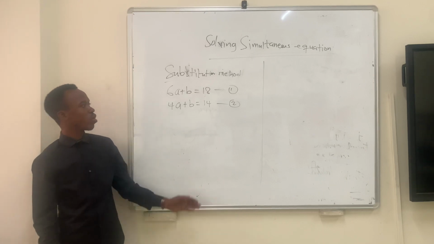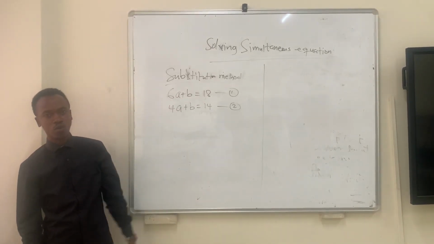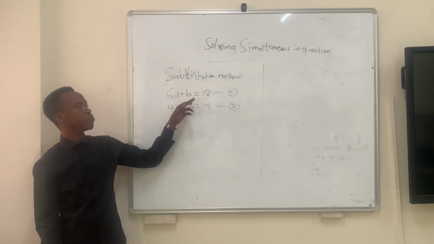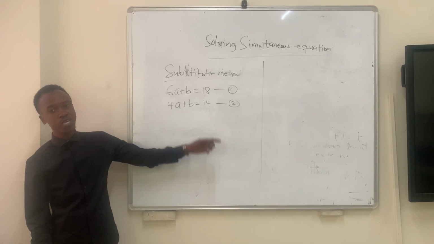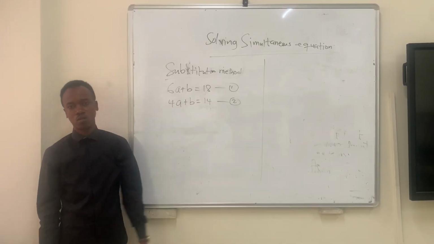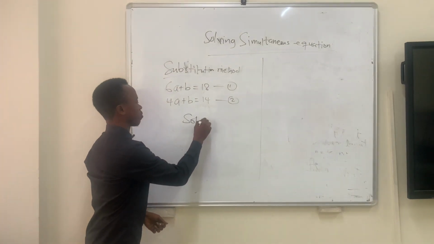An example is what we see on the board. The variables that we have in this question are a and b. Our goal is to solve for the values of a and b using the substitution method. Let's see how that is done. So, solution.